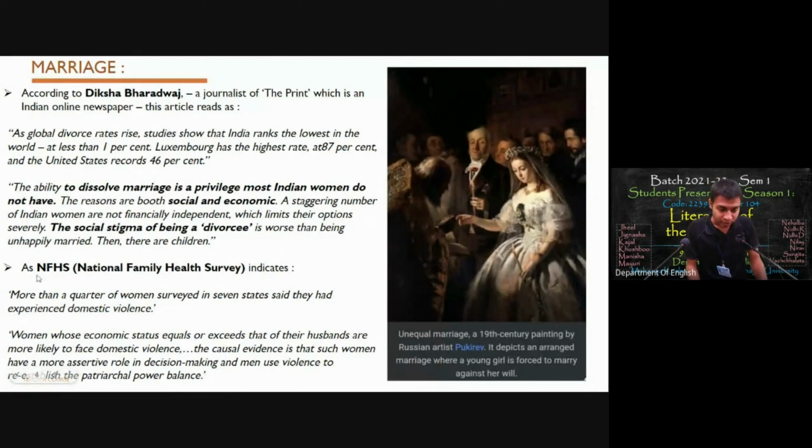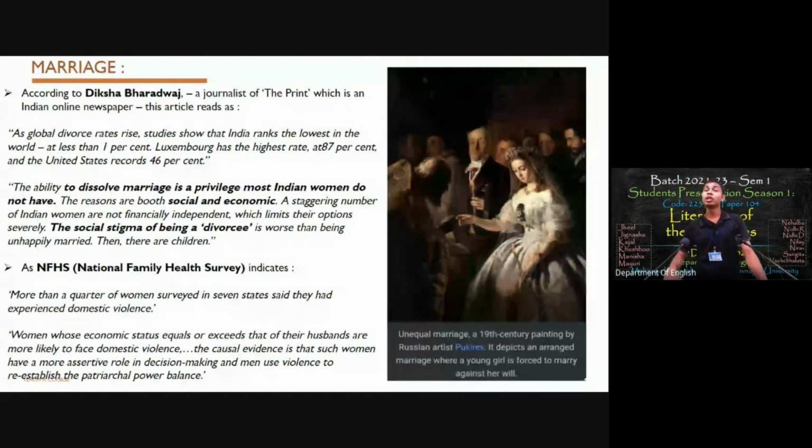And another article I have taken is from the NFHS, the National Family Health Survey. All these articles are in my references. They are not that old, only from a few years ago, 2019 or 2020. They are dealing with this. So more than a quarter of women surveyed in 7 states said they had experienced domestic violence. So here most Indians take pride that the divorce rate in India is very low.